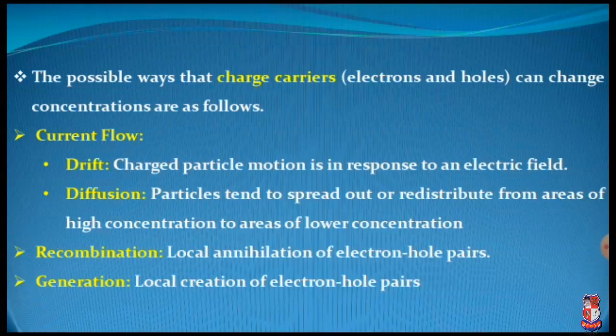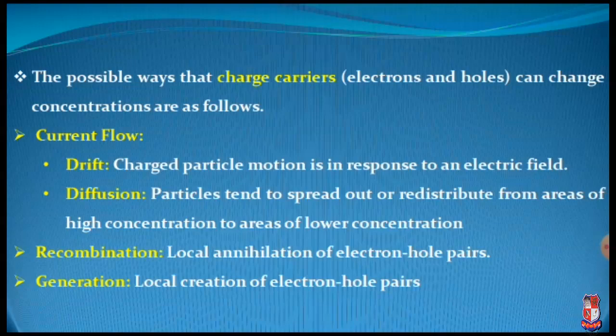Particles tend to spread out or redistribute from areas of high concentration to areas of lower concentration. So suppose you have a higher concentration of electrons in the conduction band and a lower concentration of holes in the valence band. Electrons in the conduction band, by losing some energy, will travel to the valence band due to the diffusion process.